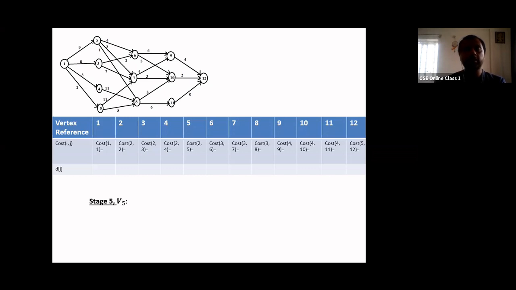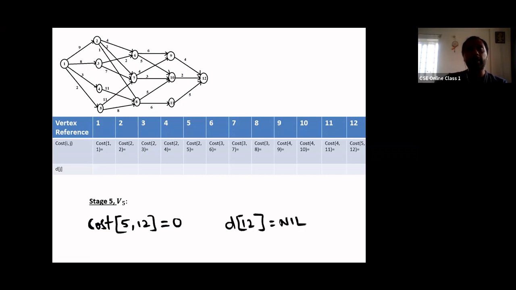Okay, so that stage 5 value we can calculate in this way. In stage 5, we have one single vertex, that is 12. Cost of 5, 12 is generally marked as 0. Am I right? Yes, so it's the shortest path. And its direction, it doesn't have any node after 12, so generally it is marked as empty, nil. Fine.